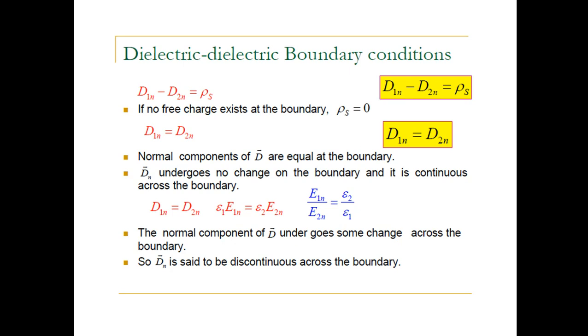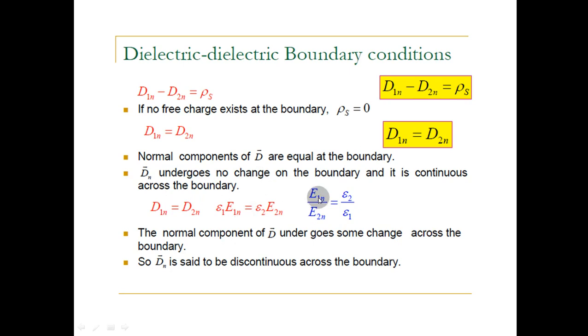Now if no free charge exists in the boundary, what do we have? We have rho s is equal to 0. So from that we can conclude that D1n is equal to D2n. Now if there is no free charge in the boundary, the normal components are equal for both the mediums. And now if Dn undergoes no change on the boundary and is continuous across the boundary, we already know the displacement vector is basically the product of the dielectric constant and the electric field intensity. So from this we can write this, and from this we can write this.